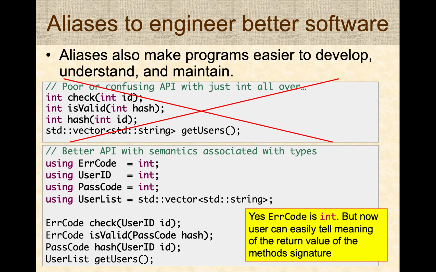Instead, if we used aliases, notice here we are using aliases called error code and user ID. So when you look at the check method, now you can tell that the integer being passed to it is a user ID and the return value is an error code. So it tells you something about the error status of calling that method. Yes, error code is an integer, but now when you look at the method signature, you have a lot more semantic information associated with the return value, so you can make a more informed and a more explicit API when you develop methods and functions. This is an important advantage of creating these aliases as well.